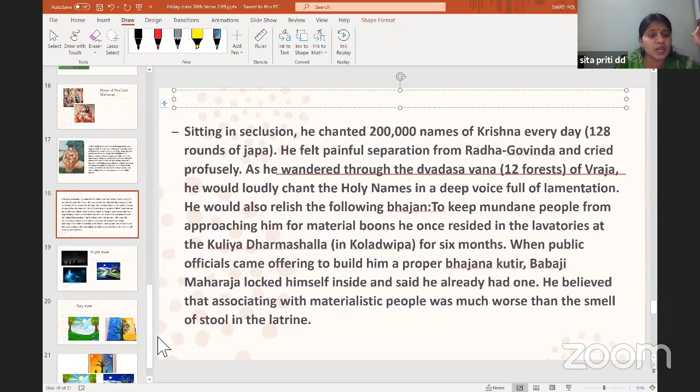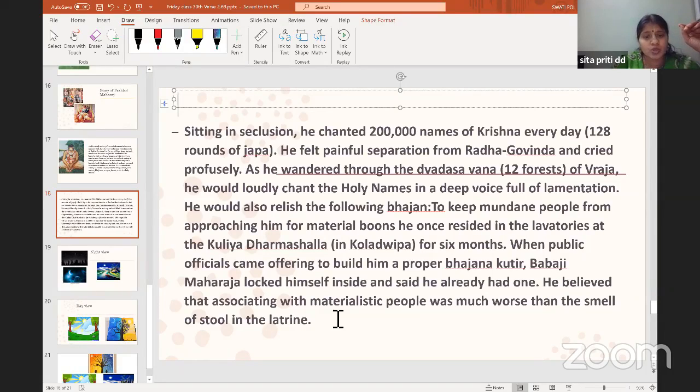And what would a sense gratification person do? Will a sense gratification person live in such a condition? No. He will start living in a nice house. He will say, build me a nice house, build me nice rooms. So this is what we have to remember when we are thinking about renunciation. Babaji Maharaj comes as a very big example for us.